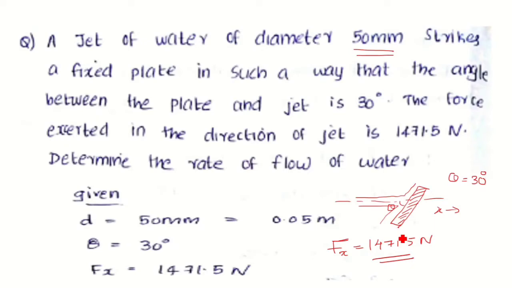So the force in the x direction is given. We need to find the rate of flow of water. Rate of flow of water means what? Q, discharge. So we need to find the rate of flow in meter cube per second. So this is the question. The given data are the diameter of the jet, the angle which the jet makes with the plate, and the force in the x direction.